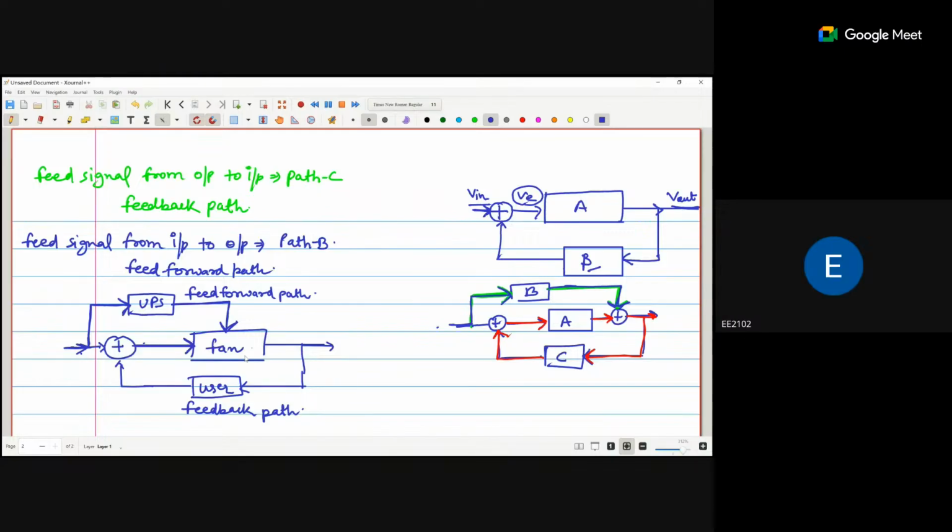So there are two ways to operate the fan. One is the electricity, and one is through the UPS. The input of both is the electricity. In the UPS or inverter we store that electricity in the battery, and when the light is gone, power is given to the fan from the battery through the UPS or inverter. So one path is the main path, and the second path is the feed forward path.